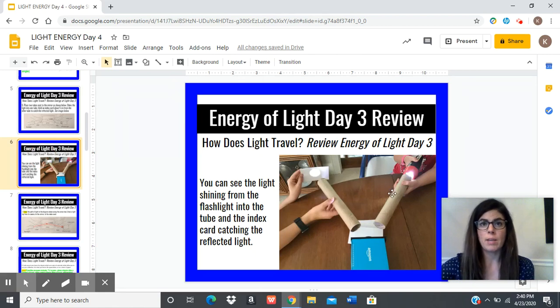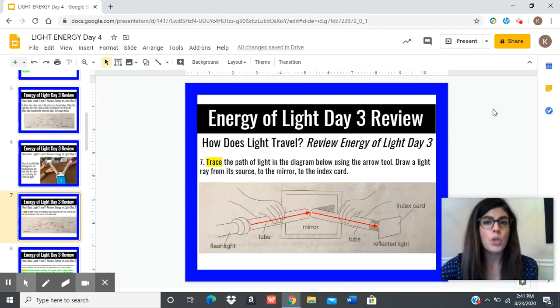I provided an image of my setup, and this is what the experiment looked like from my end. You can see the light shining from the flashlight into the tube, hitting the mirror, going through this tube, and then the index card catching that path of light.